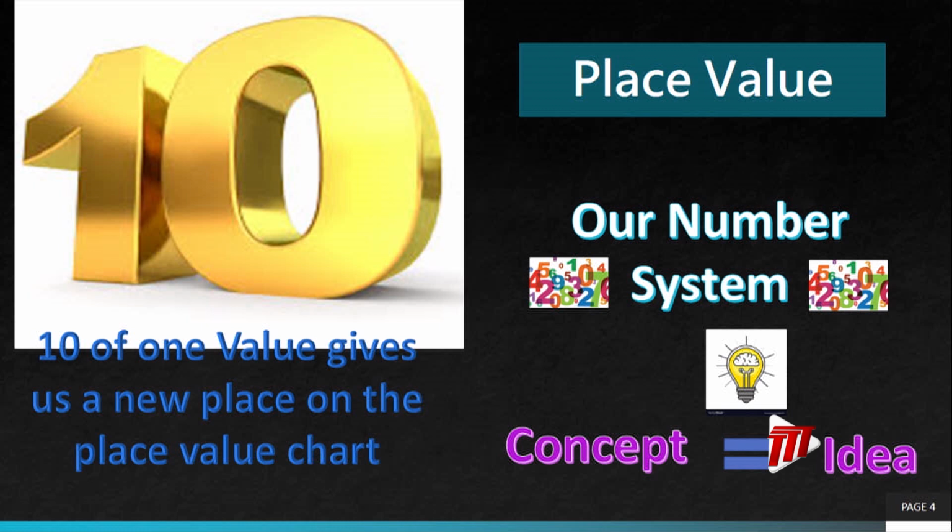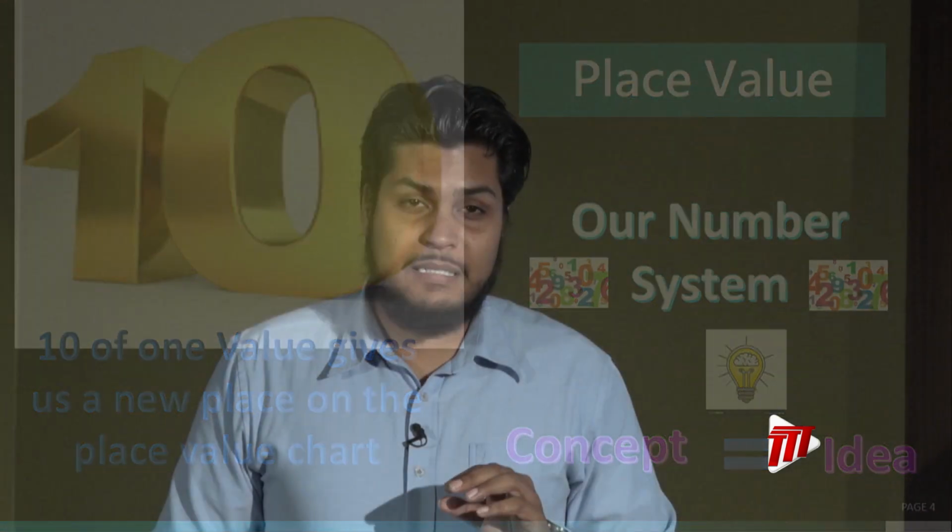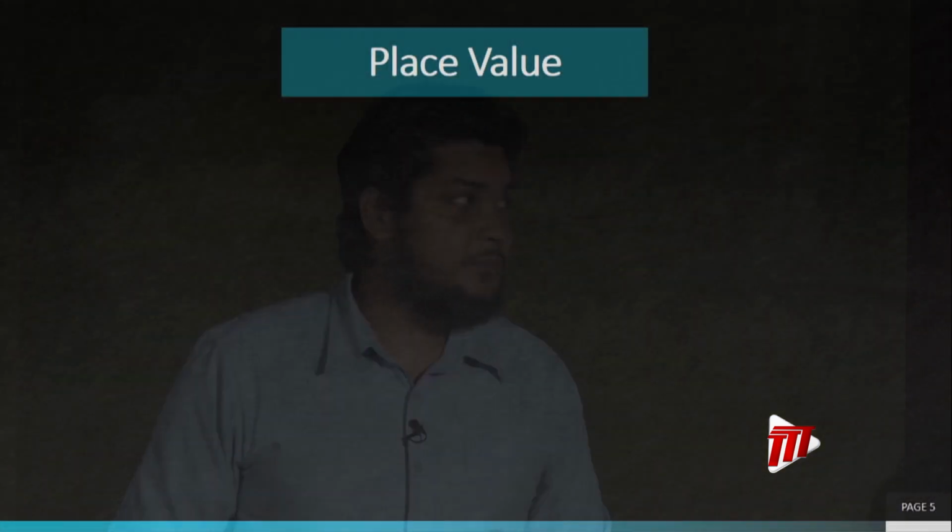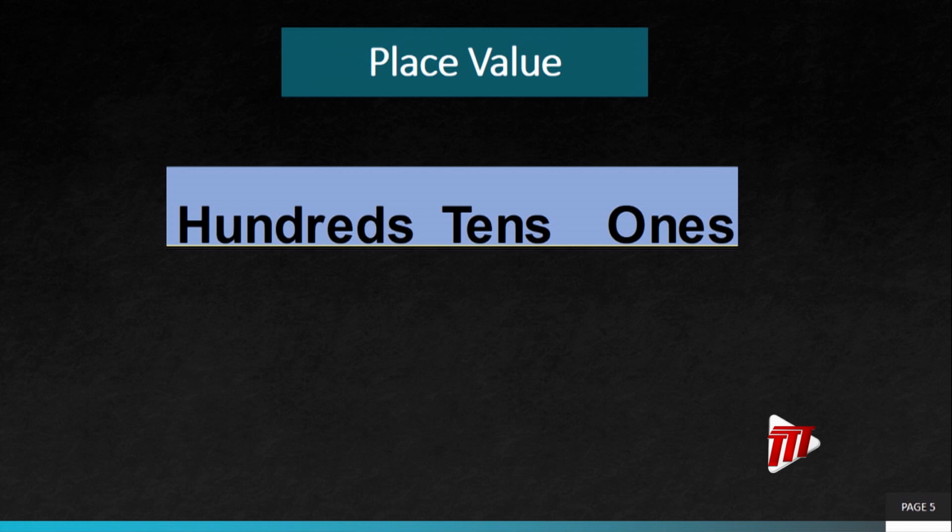So I'll say it again before I move on. Our number system is based on the concept of 10. Whenever we have 10 of one value, we get a new value. Let's see how. So we have a simple place value chart that you would have interacted with in standard 2 and standard 3. In that place value chart, in the ones column, we could have the number 1, 2, 3, 4, 5, 6, 7, 8, 9.